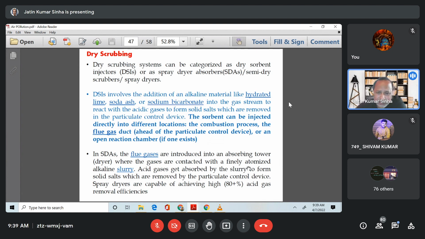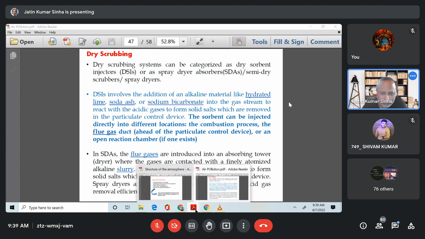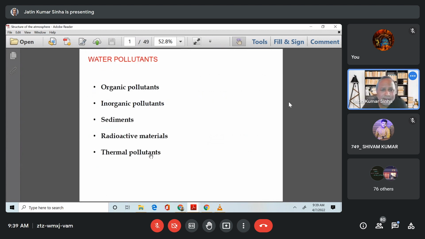Next we'll be discussing water pollution. Go to that slide. Yeah. The water pollutants in this category: we will be discussing the organic pollutants, the inorganic pollutants, the sediments, the radioactive materials. Then come the thermal pollutants.